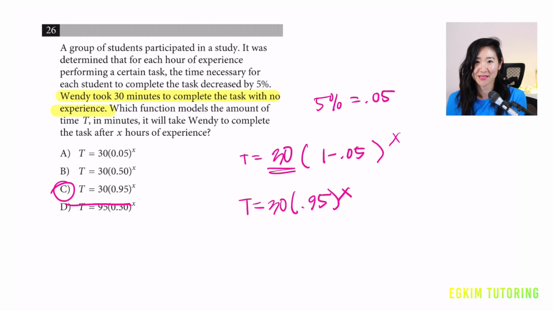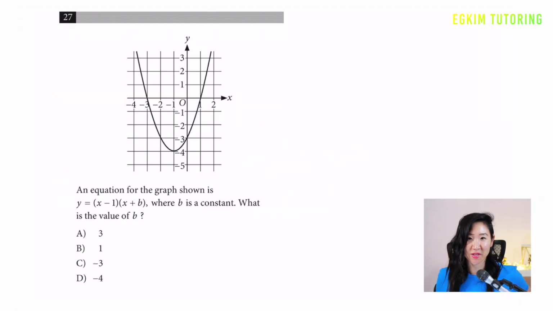Question 27 is a quadratic equation problem, and it says, an equation for the graph shown is this equation right here, where b is a constant. What is the value of b? So the question is asking you to find what b is, and when they say b is a constant, it just means that b is a number.